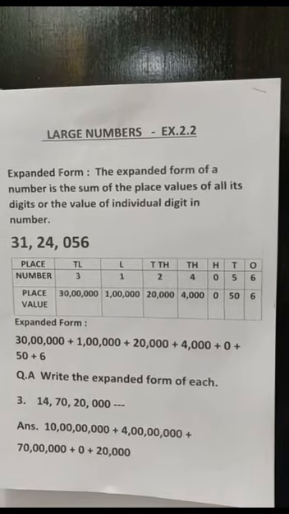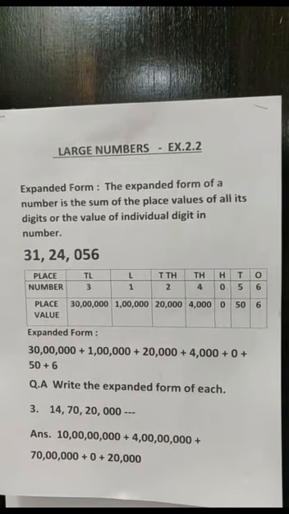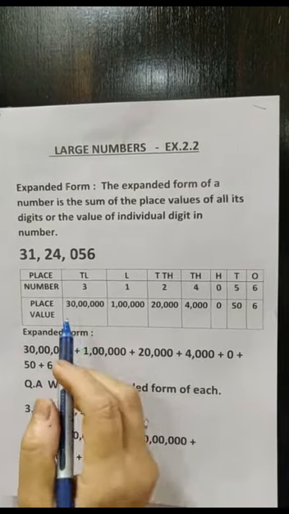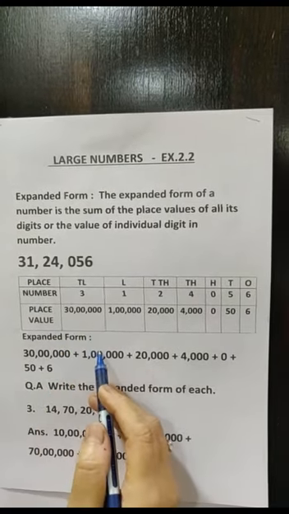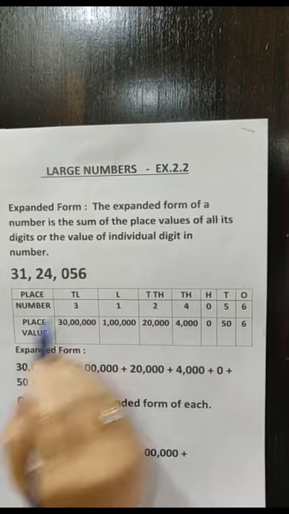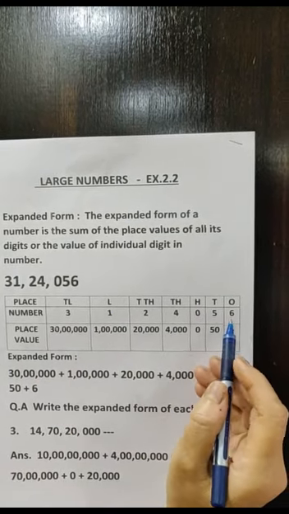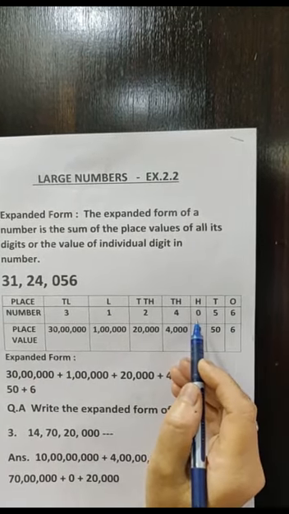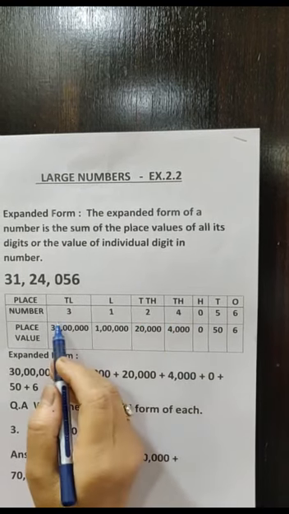First of all, understand this term, expanded form. Take this number. Let us fill this number in this place value chart: ones, tens, hundreds, thousands, ten thousands, lakh and ten lakh. Now fill up the number here: 6, 5, 0, 4, 2, 1 and 3.